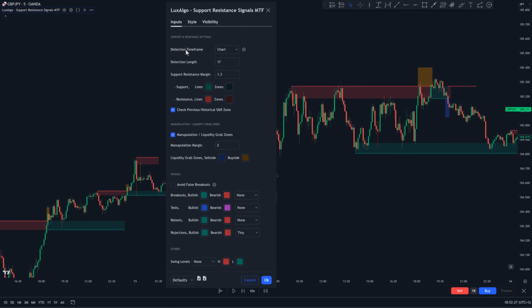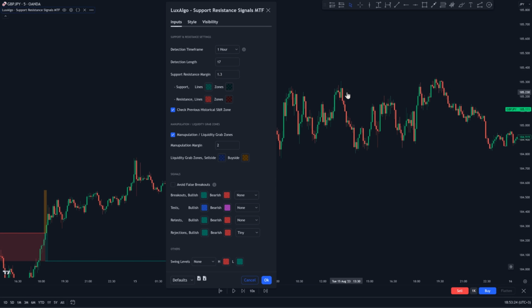Detection timeframe. This feature lets users view support and resistance levels and their associated signals from broader timeframes, even if they are currently analyzing a smaller timeframe. This is going to be helpful for grasping the market's bigger picture. For our strategy, we're going to align with the chart's time frame. But just to showcase its versatility, you can adjust this to maybe the 1 hour time frame.